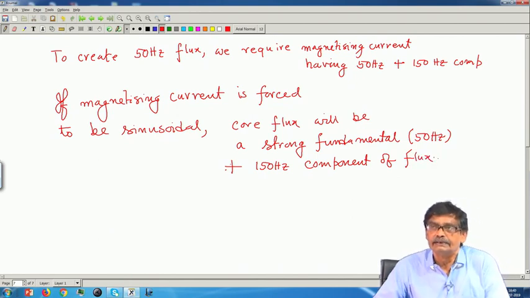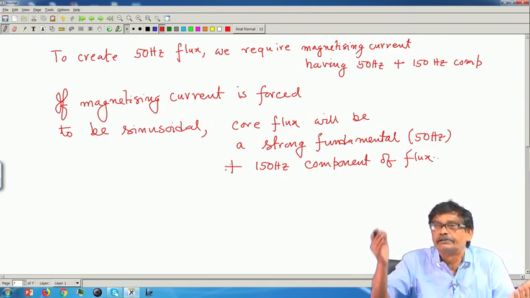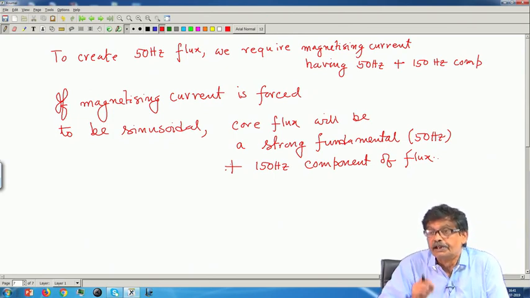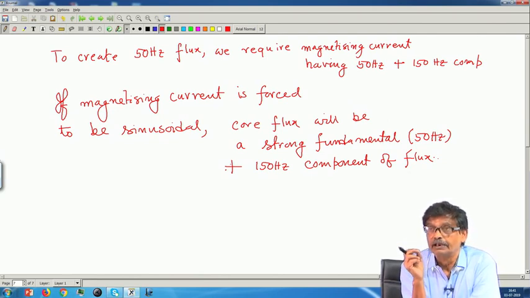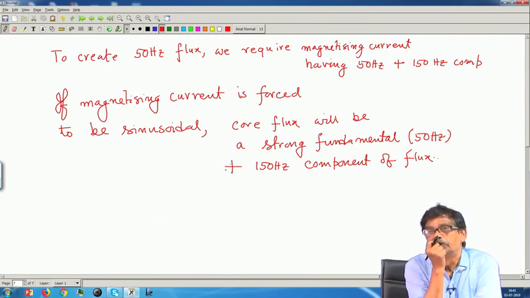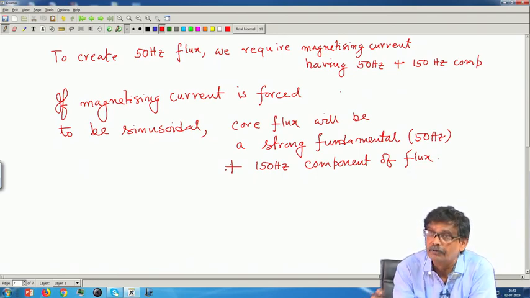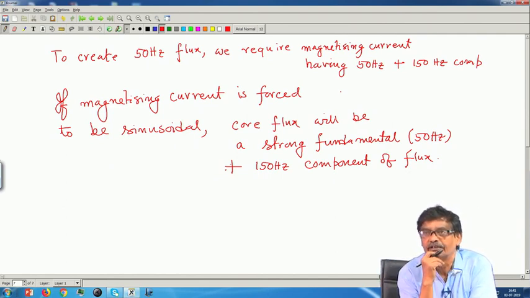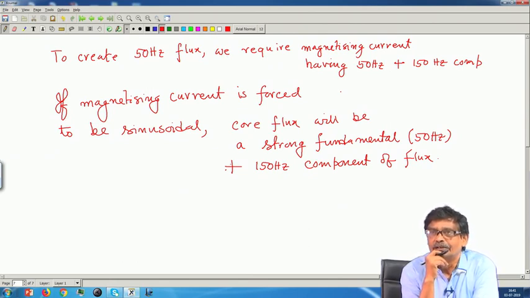So, this is necessary to know, and this is all because the BH curve is not a straight line. It is because of the hysteresis loop present. If you want to create 50 hertz, one frequency, sinusoidally varying core flux, then the exciting current should have a 50 hertz component plus a 150 hertz component. The reverse way, if somebody says magnetizing current I will somehow manage to be 50 hertz one frequency, no distortion, then what will be the nature of the flux? Then also the core flux will be distorted and it will have both 50 hertz and a predominant 150 hertz harmonic component.